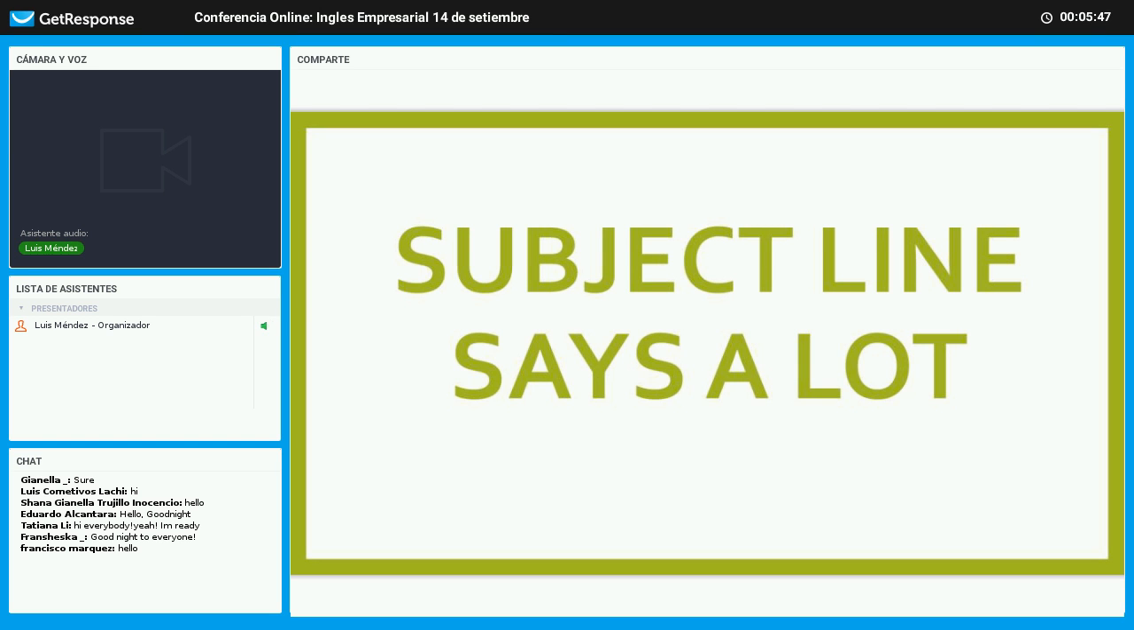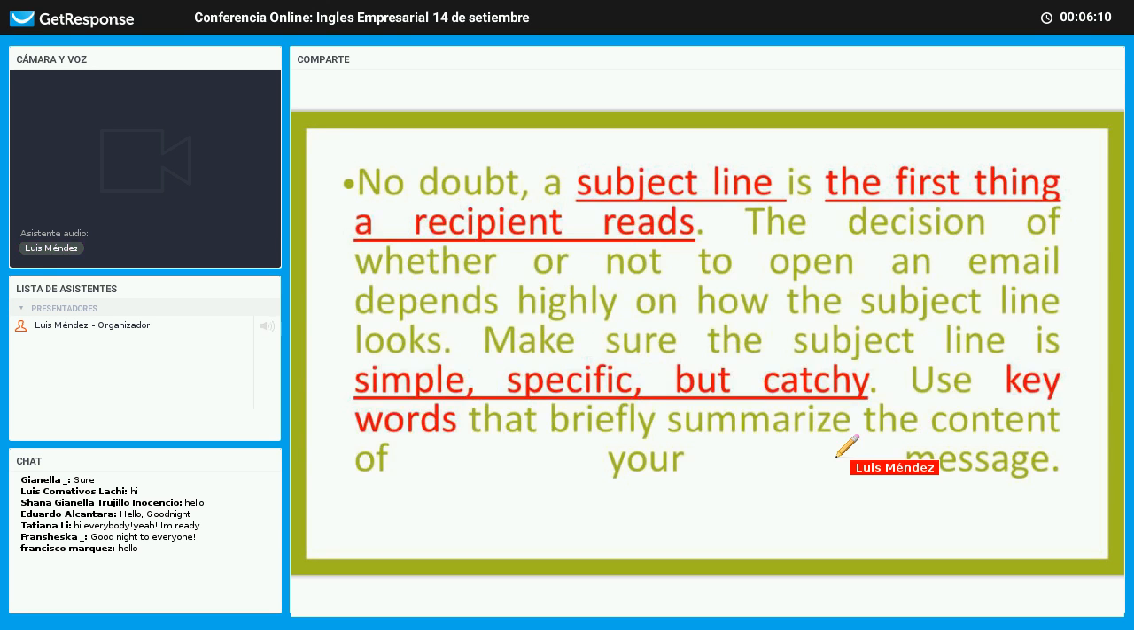Imagine if you write something which doesn't seem important to the person who's reading it, they're just going to skip it. They're not going to read it. So this is our first step, the subject line. So we are starting with this, the subject line. What do we have here?